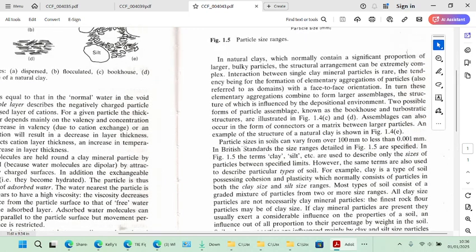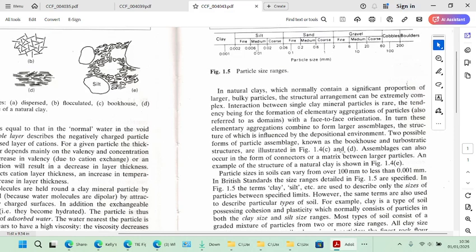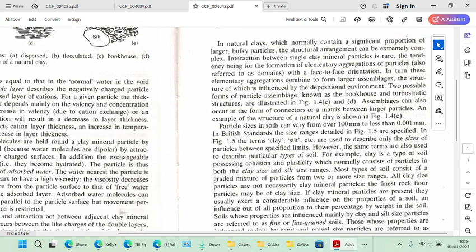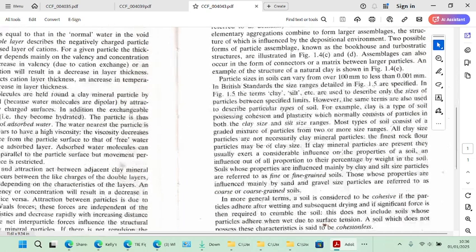It says particle sizes in soils can vary from over 100 millimeters to less than 0.001 millimeters. In British standards, the size ranges detailed in Figure 1.5 are specified. The terms clay and silt are used to describe only the sizes of particles between specific limits. However, the same terms are also used to describe particular types of soil. For example, clay is a type of soil possessing cohesion and plasticity, which normally consists of particles in both the clay size and the silt size ranges. Most types of soil consist of a graded mixture of particles from two or more size ranges.